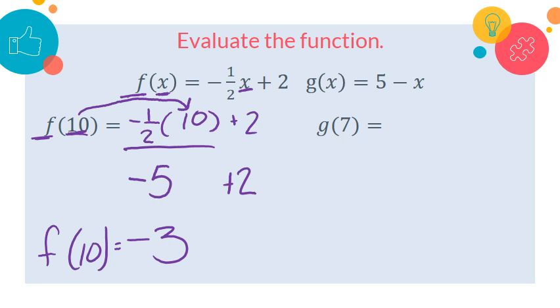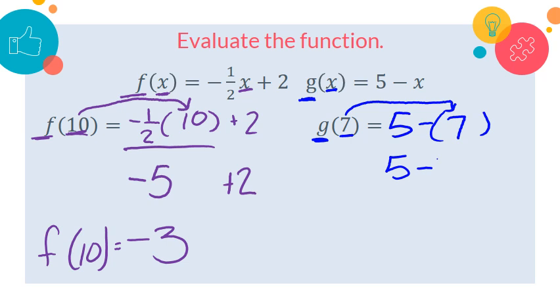G of 7. G function, 7. I'm going to rewrite the rule, but wherever there's an x, I'm putting parenthesis. Wherever there's parenthesis, I'm putting a 7. If I distribute that negative, I just end up with a -7. 5 minus 7 is -2. So g of 7 equals -2.